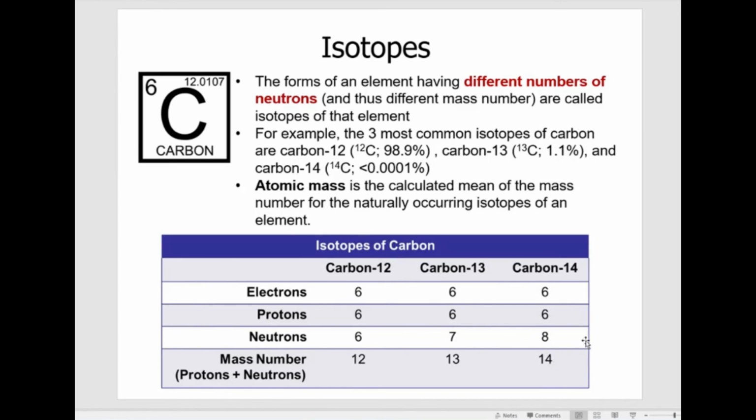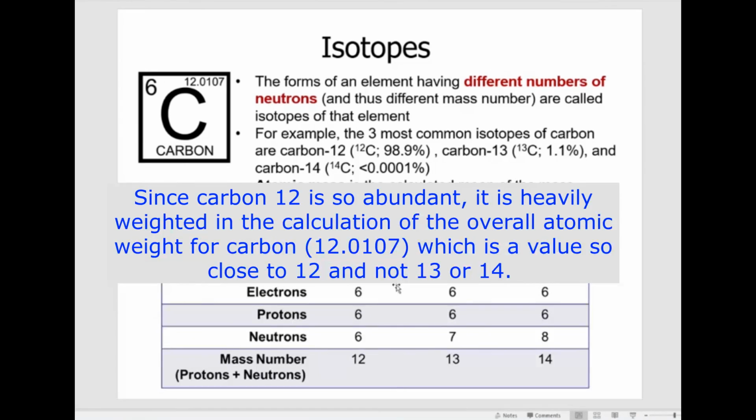So carbon 14 will be the heaviest form of the carbon element. In nature, carbon-12 is the most common one, accounting for almost 99%. Carbon 13 and 14 are pretty rare, but when you calculate the atomic weight for this element, you have to consider all the different forms.